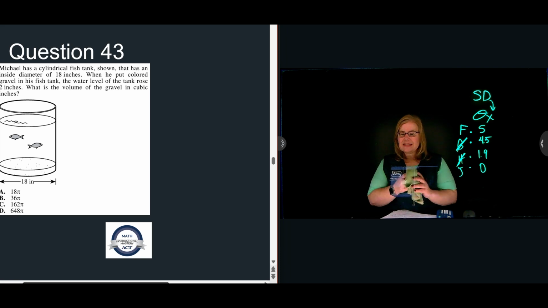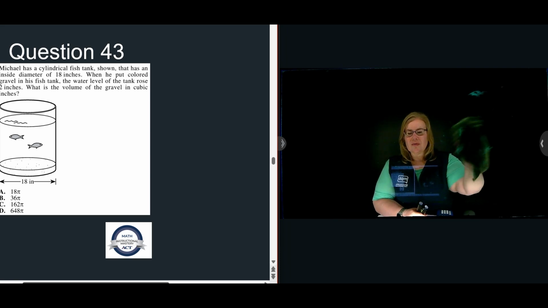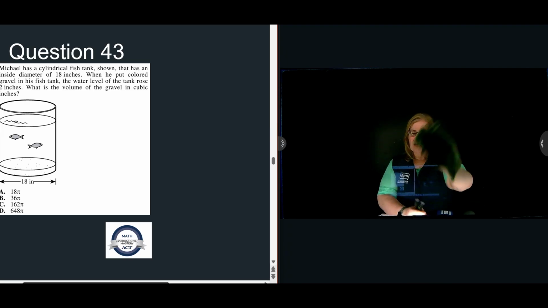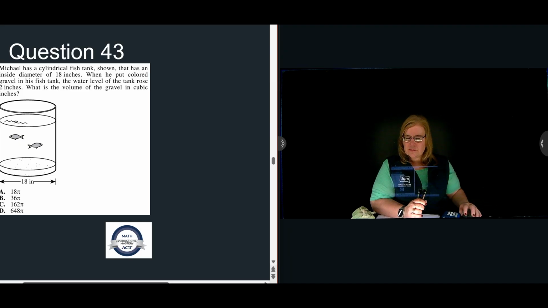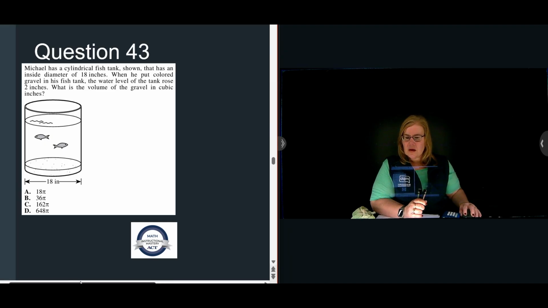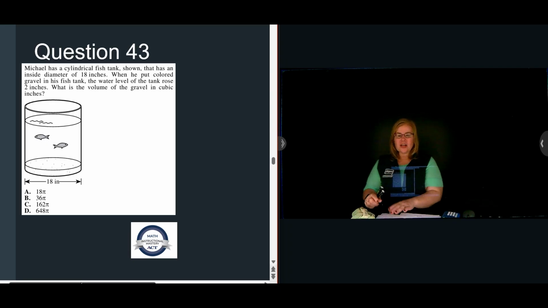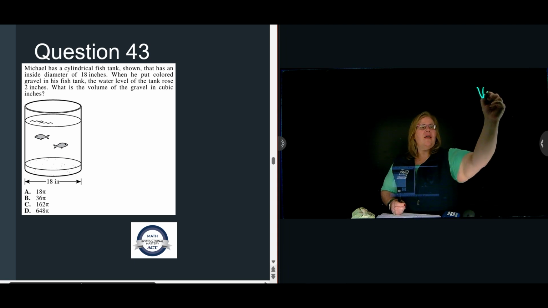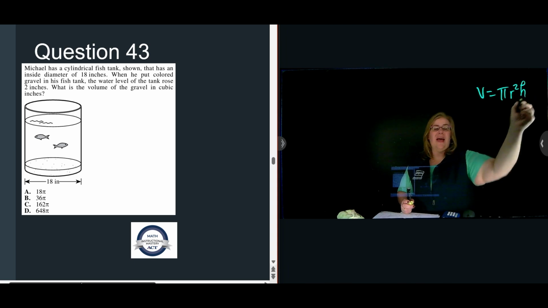All right, so it says that Michael has a cylindrical fish tank shown that has an inside diameter of 18 inches. When he puts colored gravel into the fish tank, the water level in the tank rose 2 inches. What is the volume of the gravel in cubic inches? All right, so we need to know, how do I do volume again? Volume equals what? Pi r squared times the h.